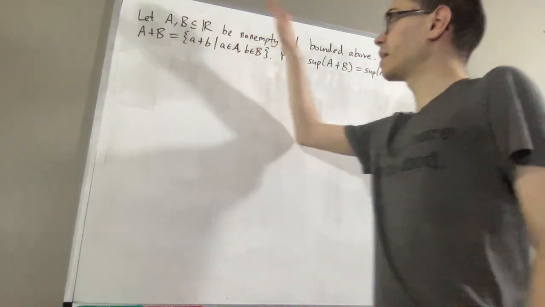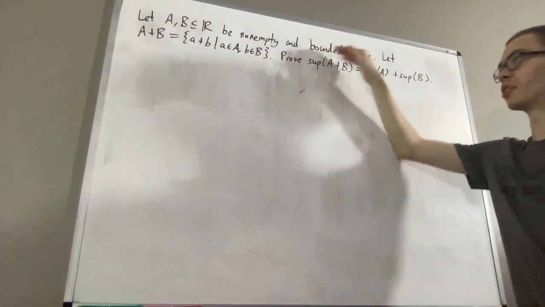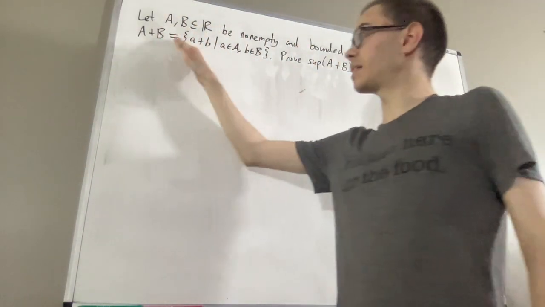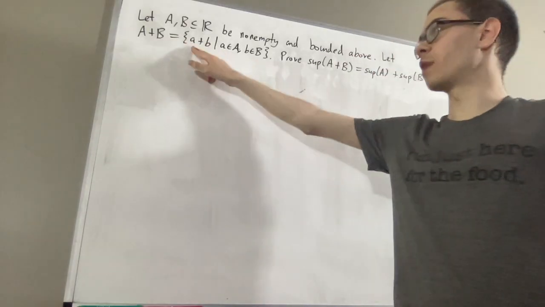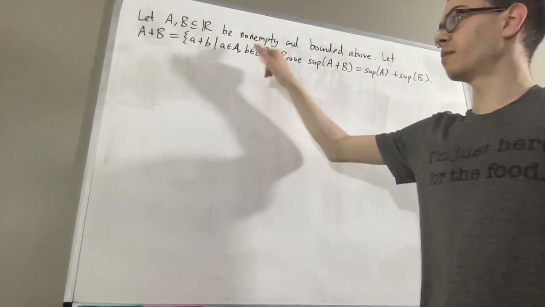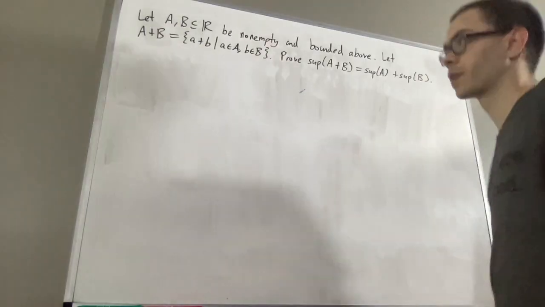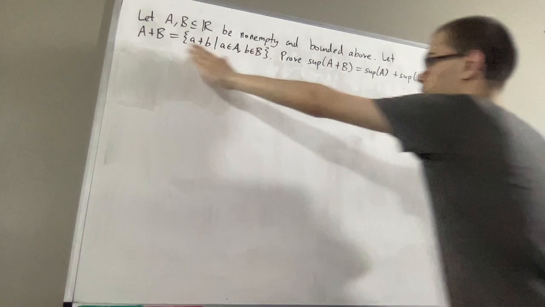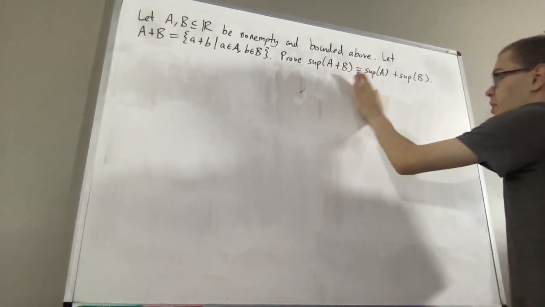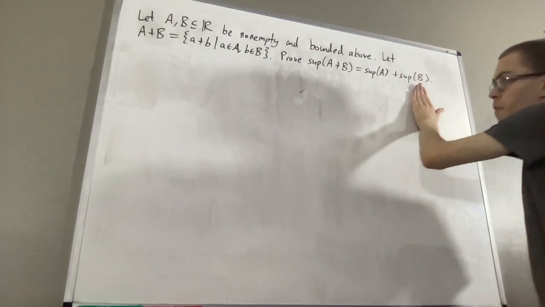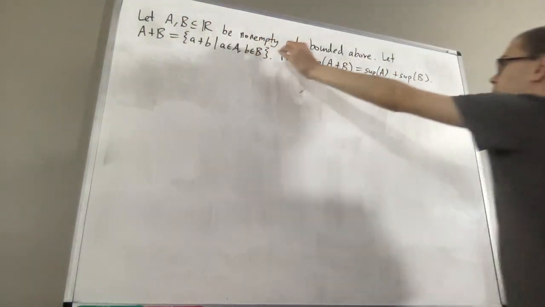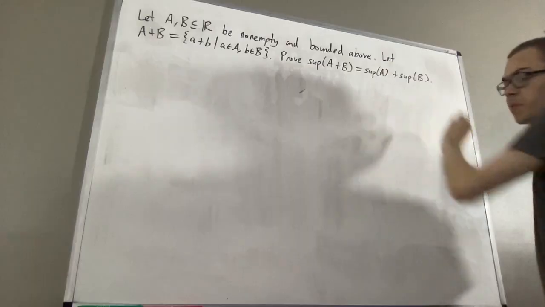Let A and B be non-empty subsets of real numbers that are bounded above. Let the set A plus B be the set of all real numbers of the form a plus b, where a is some element of A, b is some element of B. Prove that the supremum of the set A plus B is equal to the supremum of A plus the supremum of B. Since A and B are non-empty and bounded above, their supremums exist.